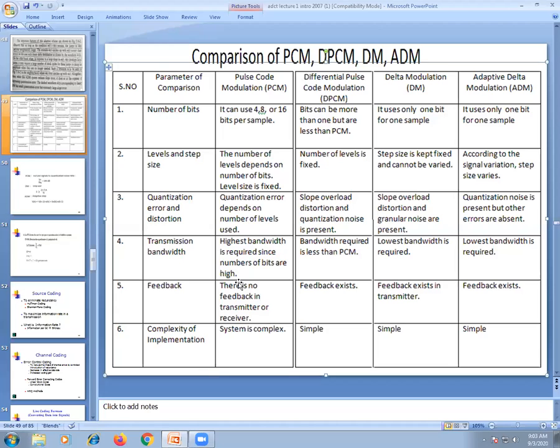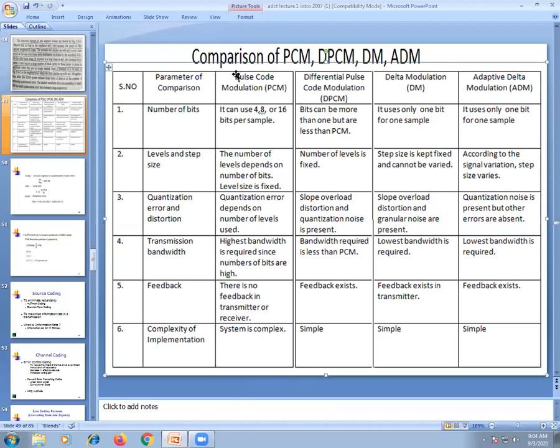Okay, good morning to one and all. So let us start the class. Yesterday we discussed adaptive delta modulation and delta modulation. Today we are going to discuss the comparisons of PCM, DPCM, delta modulation and adaptive delta modulation.